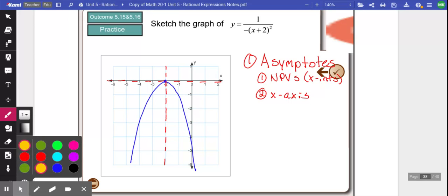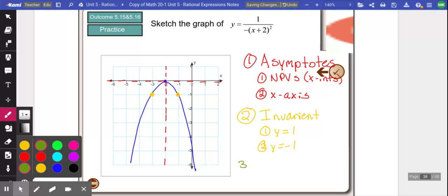Perfect. Second step after asymptote is your invariant points. Your invariant points happen at y equals 1 and y equals -1. In this case, -1 happens twice, right there and right there.